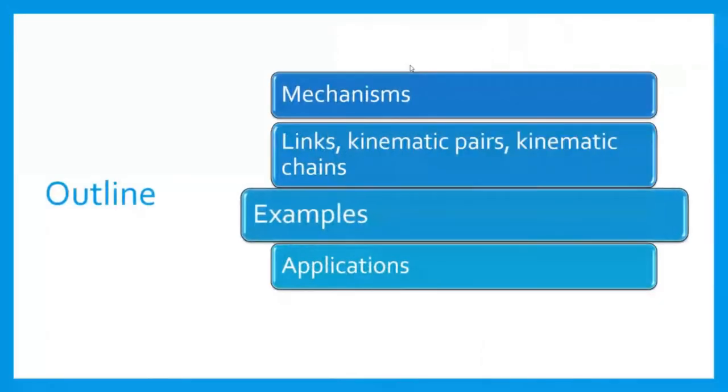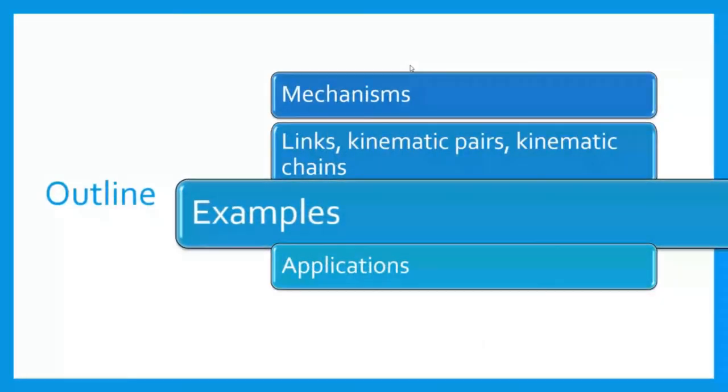Now I think you have a good idea about mechanisms and how they are built from links using kinematic pairs. You have examples of links, and an idea of what can be a kinematic pair. And of course, assembling links together with kinematic pairs will make a kinematic chain. Now, I'm going to give some examples of mechanisms.